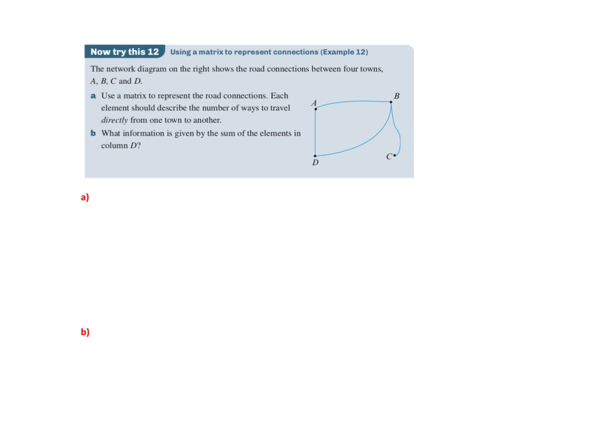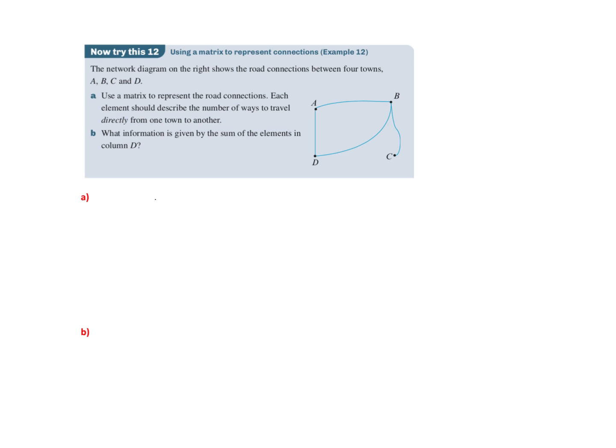So here, let's have a go at doing this one. The network diagram on the right shows roads and connections between 4 towns, A, B, C and D. Use the matrix to represent the road connections. Each element should describe the number of ways to travel directly from one town to the other. So what order will my matrix be? 4 by 4. Good, a 4 by 4. I'm going to pause it and let you have a go. All right, I'm going to keep going now.